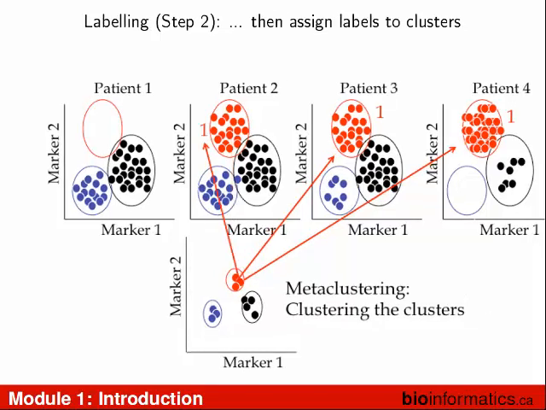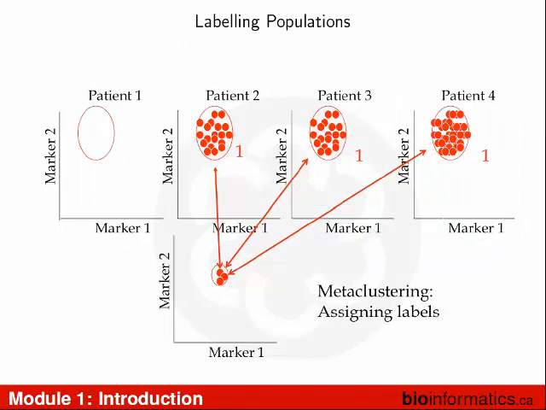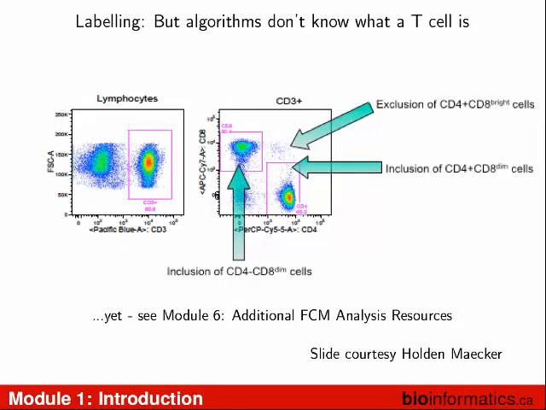So again, just walking through. Once we have those labels, we can map them back and figure out all the red ones are the same. But the algorithms still don't know what a T cell is or what a B cell is. And that becomes really difficult, because when you do automated analysis, you're going to find thousands of cell populations. You're going to find 3 to the number of markers of cell populations. And if you're doing a 10 or more color study, that's tens of thousands of cell populations. And they're all going to be immunophenotypes.